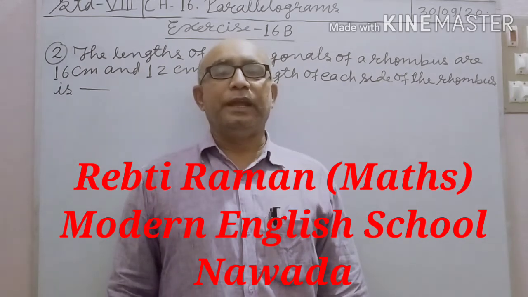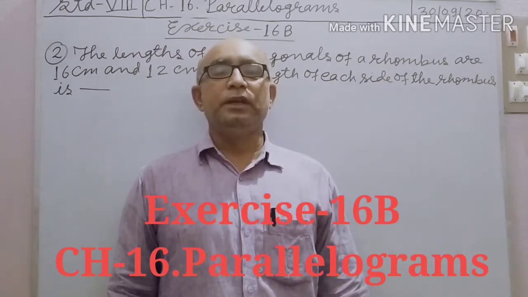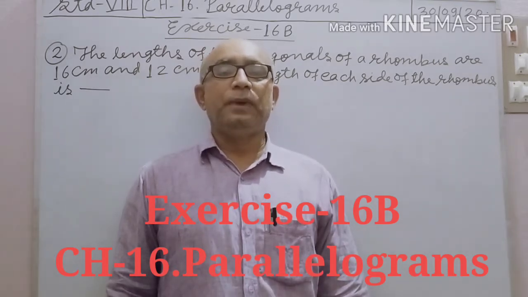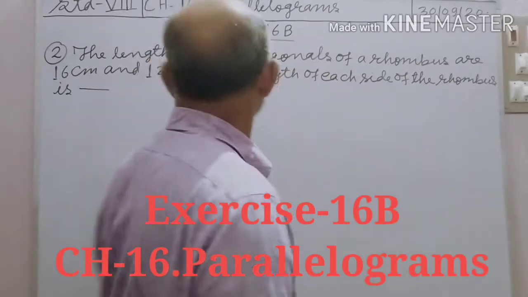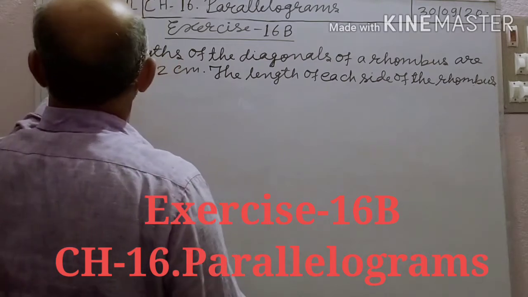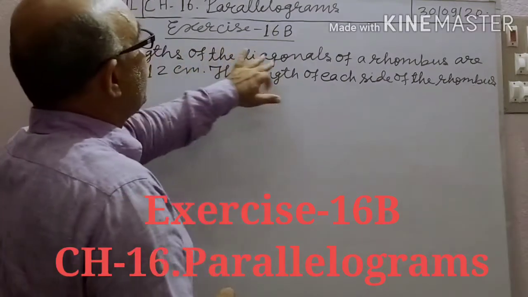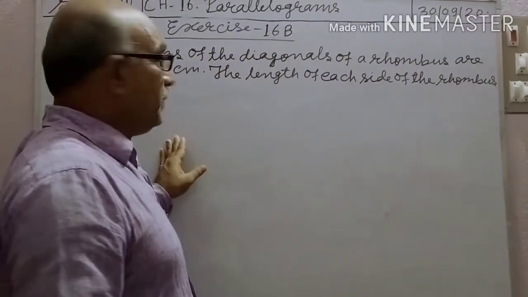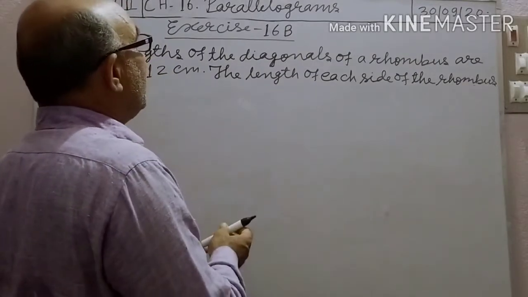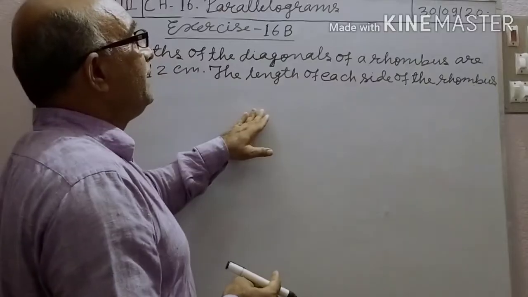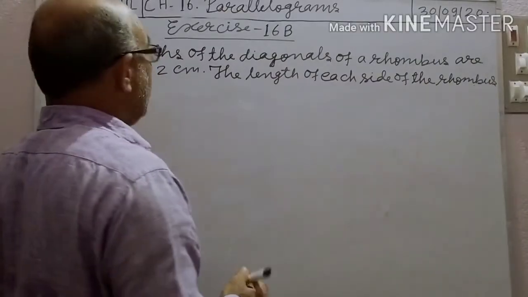Students, today I shall solve exercise 16b of chapter 16, Parallelograms. One question is written on this board. Question number 2. In this question, the lengths of the diagonals of a rhombus are 16 cm and 12 cm. The length of each side of the rhombus is?